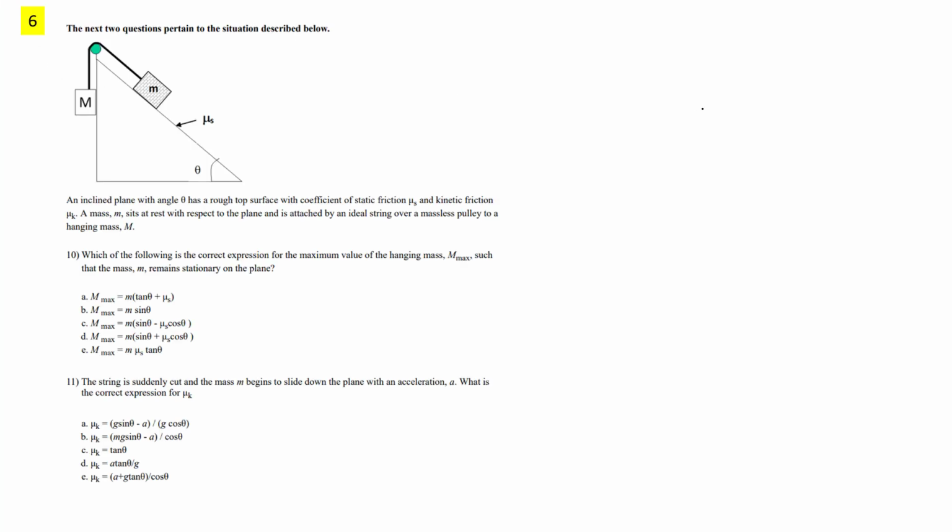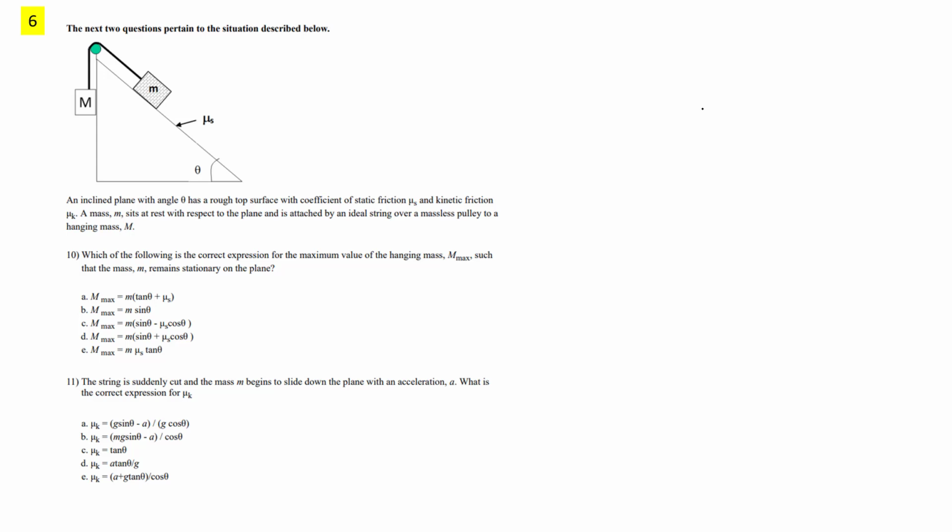All right, here's problem 6. We have an inclined plane with an angle theta. It has a rough top surface with a coefficient of static friction mu s and kinetic friction mu k. Mass m, little m, sits at rest with respect to the plane, and it's attached by an ideal string over a massless pulley to a hanging mass. All right, question 10 says, which of the following is the correct expression for the maximum value of the hanging mass, such that the little mass m does not move, it remains at rest?